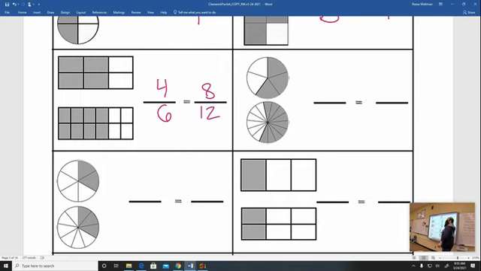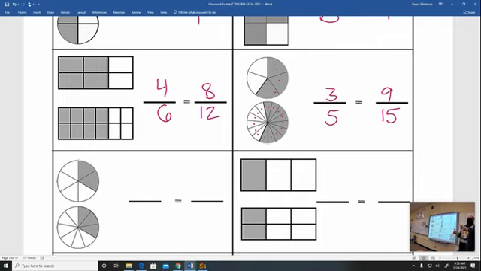3/5. Are there only three shaded? Yeah, 1, 2, 3 out of 5. That is correct, 3/5. What is this one right here, Schmidt? 2/6. Are there only 6 pieces there? Wait, what is this circle right here? How many parts are there? 1, 2, 3, 4. Nine fifteenths. Yes, 9/15. You got it.